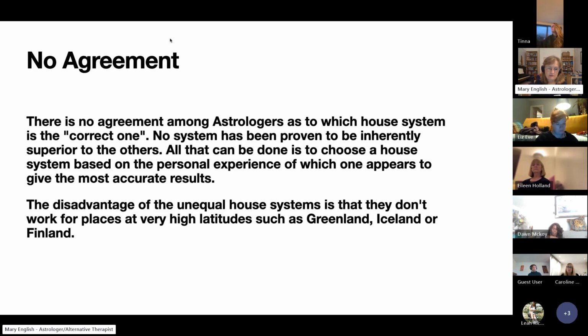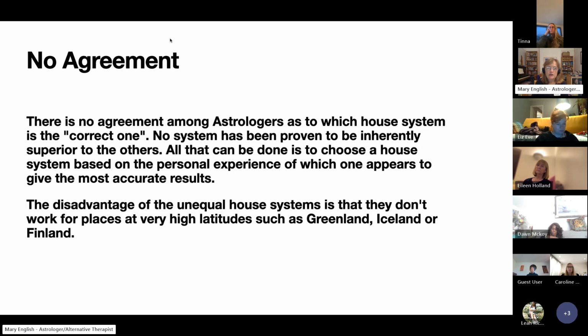Now, there's no agreement among astrologers as to which house system is the correct one. No system has been proven to be inherently superior to the others. All that can be done is to choose a house system based on the personal experience of which one appears to give the most accurate results. The disadvantage of the unequal house systems is they don't work for places at very high latitudes, such as Greenland, Iceland or Finland. And if you try and create your chart on astro.com and ask it to do the Placidus system, it'll revert to another system because it won't be able to calculate it for that. It's a time-based system.